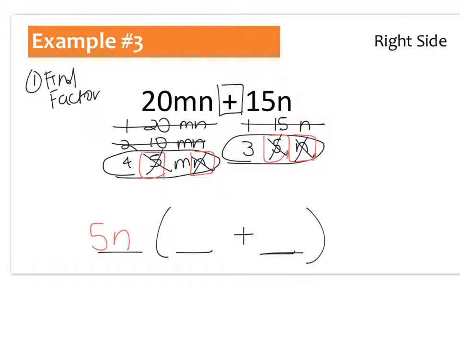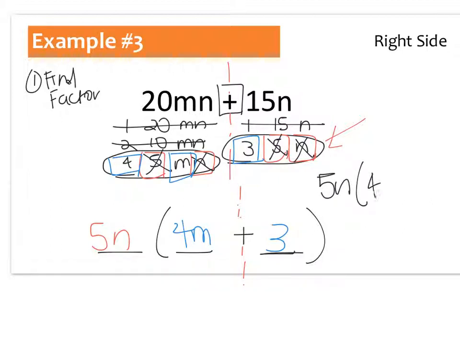With that said, let's look at the left-hand side of the addition side. What am I left with on this side? Well, I'm left with a 4 and I'm left with an M. So that's going to go on the left-hand side of my addition. On the right-hand side, I am left with a 3. So I'm going to go ahead and bring down a 3. So when I rewrite it, I'm going to be left with 5n parentheses 4m plus 3. Okay, so that is factoring. It's finding what numbers they have in common and pulling those common numbers out.